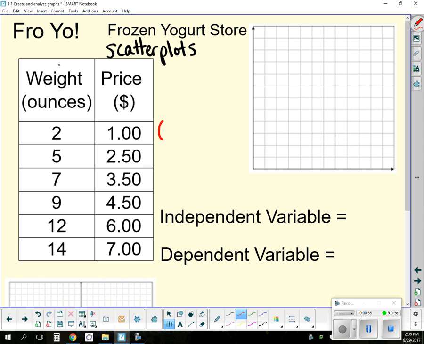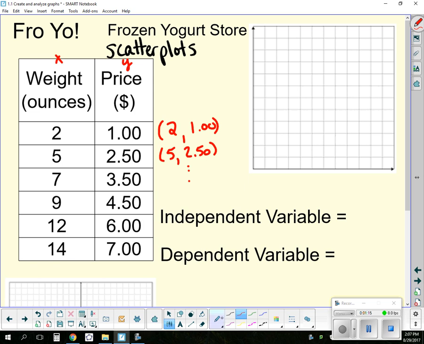We know that this is our x value and this is our y value. Just based on a normal t-chart, your x value always comes first and then your y value. So we would have (2, 1), (5, 2.50), and we could continue this all the way down.